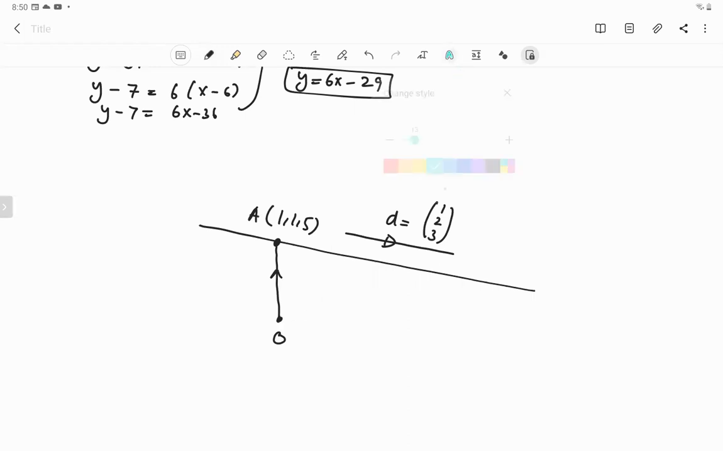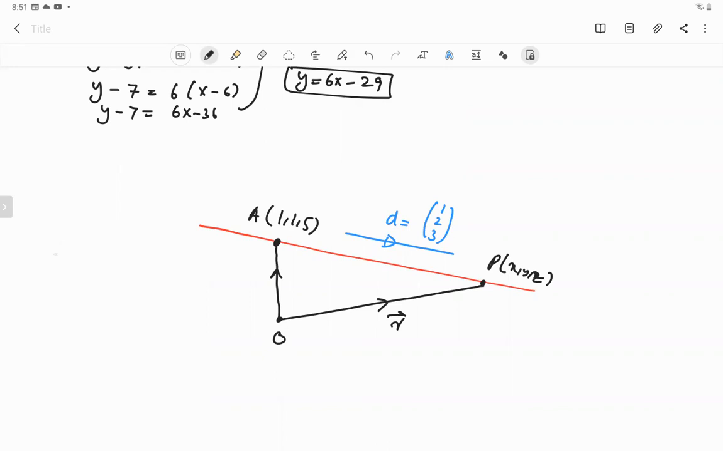We are calculating the vector equation of this red line. This blue vector is just acting as the gradient. This blue vector, which is the direction vector, is doing the job of gradient. And then P is a general point on the line. OP is its position vector, represented by R.